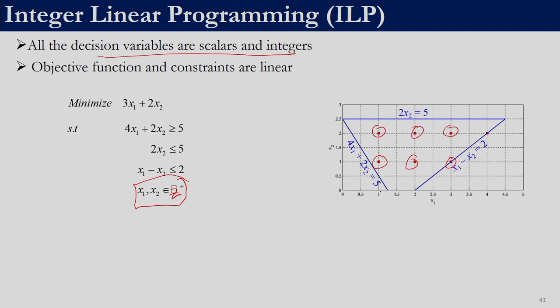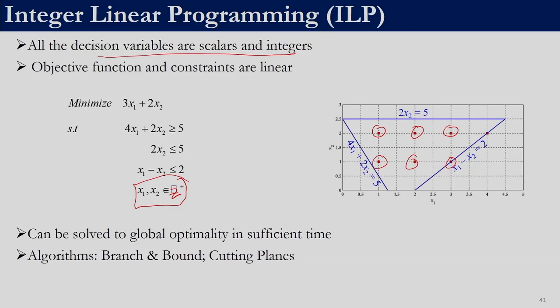right? Because other points do not have integer values of x1 or x2. So only these values are permissible values, right? So it might seem that the search space is smaller in case of integer variables, but integer programming problems are difficult to solve because we do not have the property of continuity of the decision variables.